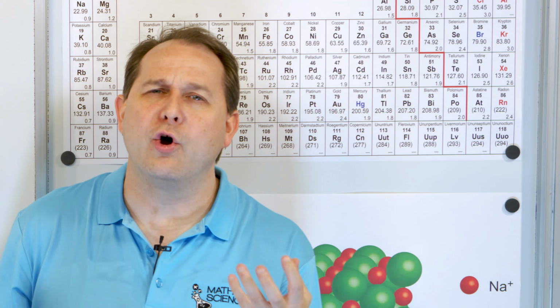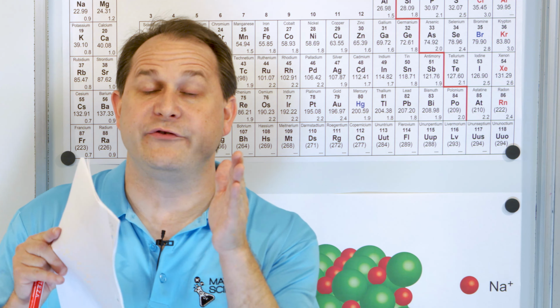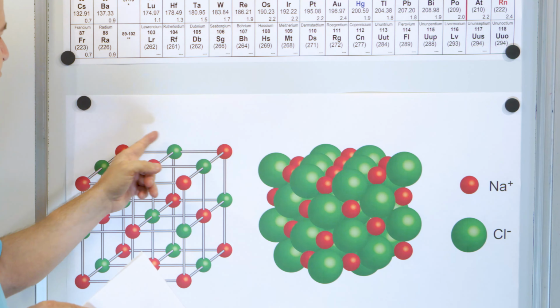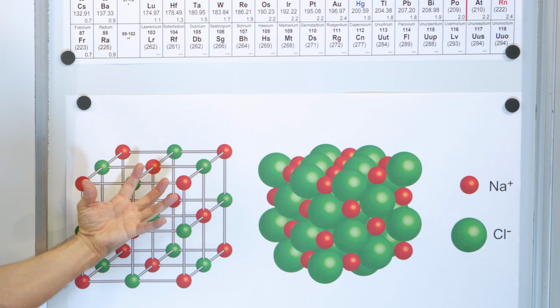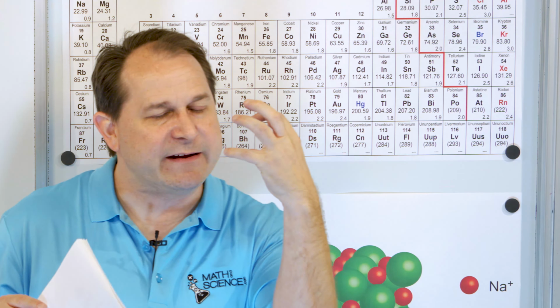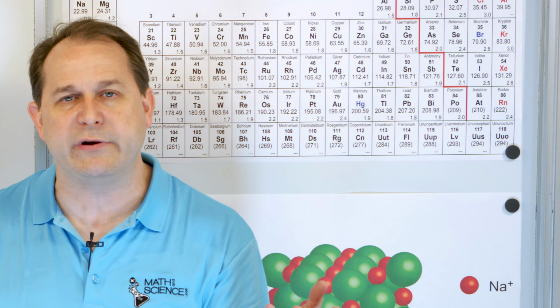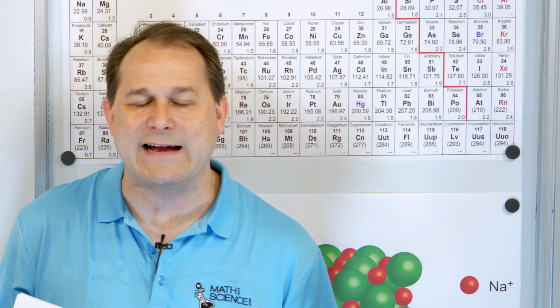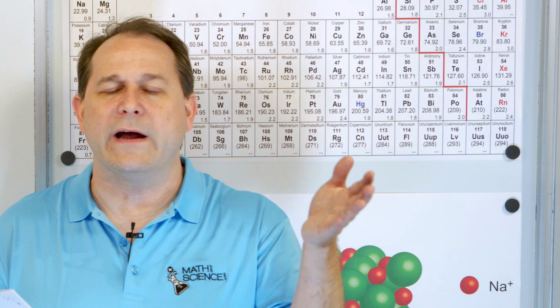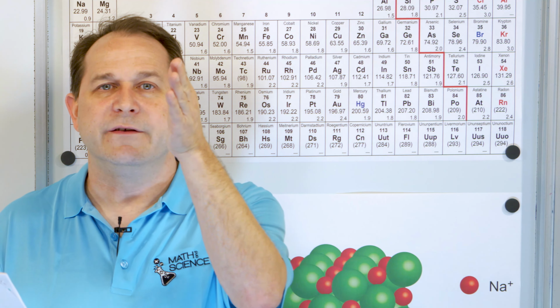But the lowest whole number ratio is still 1-to-1. Right? So if you could zoom in on a microscopic sample of this, you would see maybe 100 chloride ions and 100 sodium ions all bound together in a lattice. So you might think the formula would be sodium 100, chlorine 100, 100 sodiums to 100 chlorines.